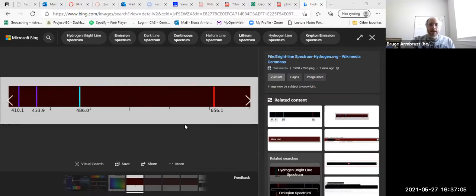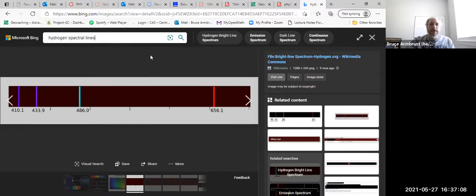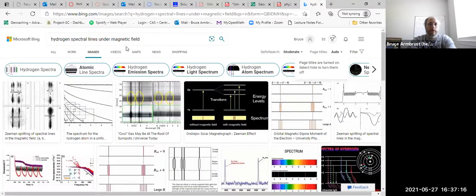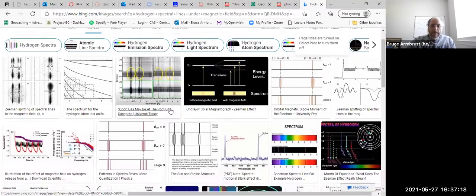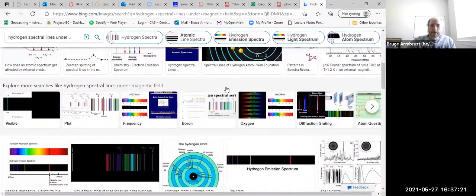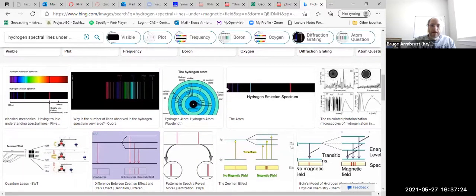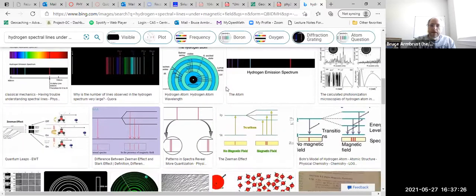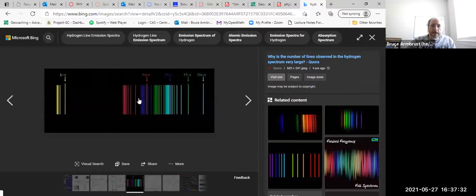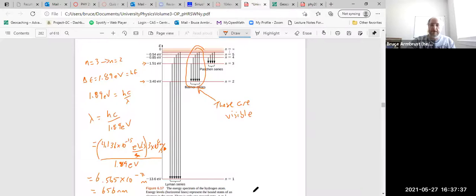I want to check something here. Spectral lines, magnetic field. This kind of gets at it. No, that's not what I want. Okay, never mind. I was just curious if maybe I could find something here that was going to show you something else, but I'm not finding it.